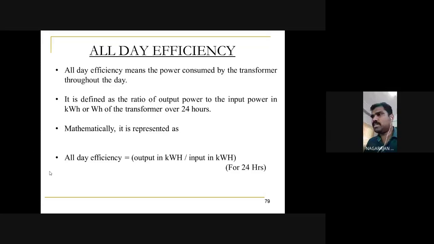Output of a transformer in kilowatt hours for 24 hours divided by input of a transformer in kilowatt hours for 24 hours. That is the all-day efficiency of a transformer. So it is measuring the efficiency of a transformer throughout a day. Because in the power system, the load connected to any transformer or any generator is not a fixed one. Even you can take your house as an example.